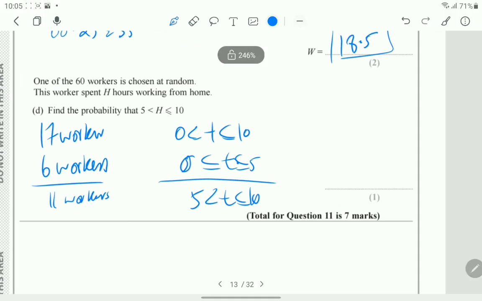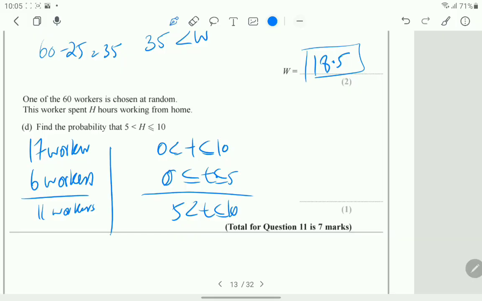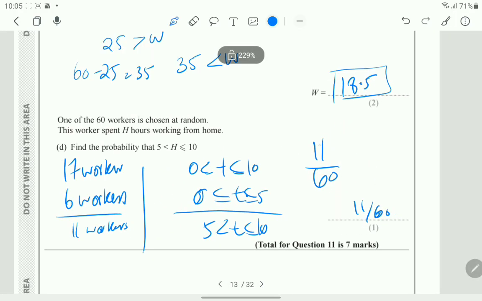Since we have the number of workers that worked between 5 and 10 hours, the probability is that number from the total. So the probability that among the 60 people, 11 would be working between 5 to 10 hours is 11 over 60. This is our final answer.